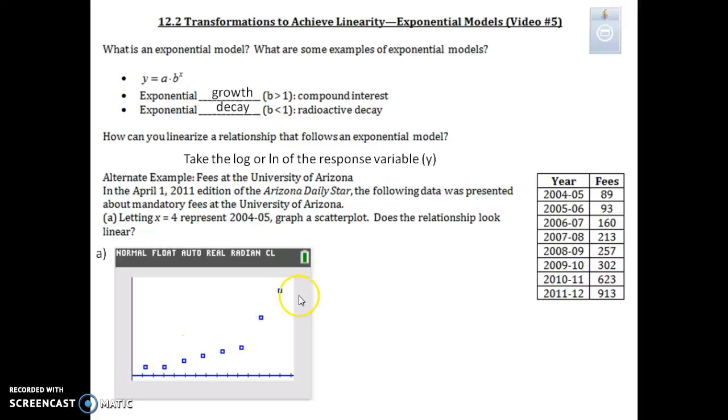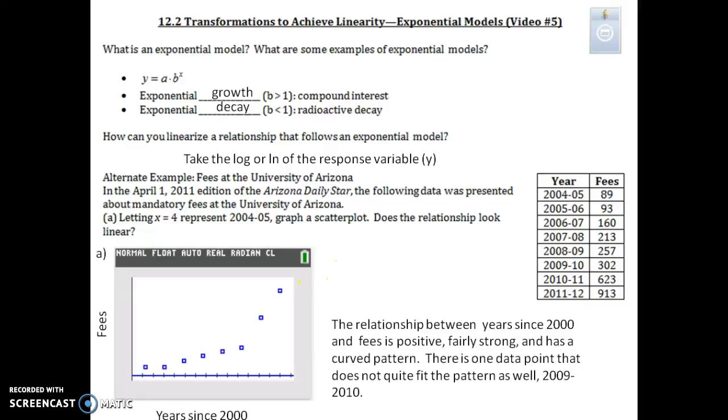Okay, so here is the scatter plot, and of course you want to make sure to put your labels for your axes. So I have years since 2000, and then I have fees. And then of course to analyze this, the relationship between years since 2000 and fees is positive, fairly strong, and has a curve pattern. There's one data point that does not quite fit the pattern as well, 2009, 2010. So maybe something happened in that year. They didn't raise their fees as they had been raising them, or maybe there was an unusually high jump the next year. Just really not sure, but that's what I'm seeing in the data.